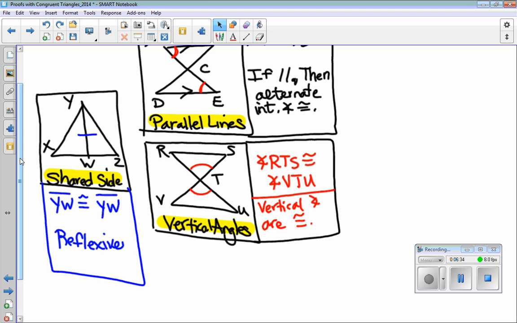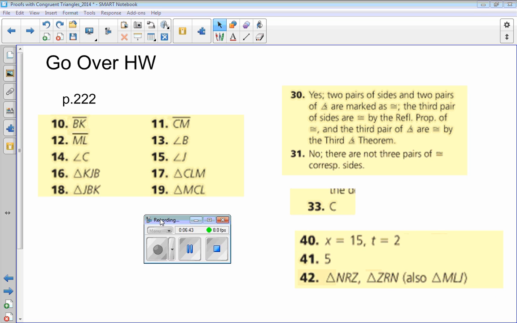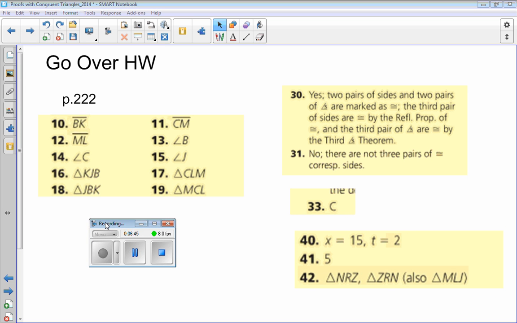Now, let you guys go ahead and check your answers to page 222 for your homework. I'll go ahead and pause the recording. I did grade number 18, by the way, for extra credit here. You did JBK, and that had to be the correct order. Remember that when you write a congruent statement, the order of the angles really matters. What corresponds to what? So go ahead and check your answers there.